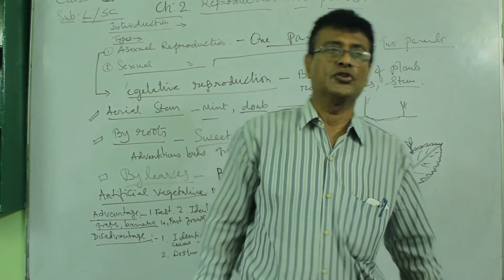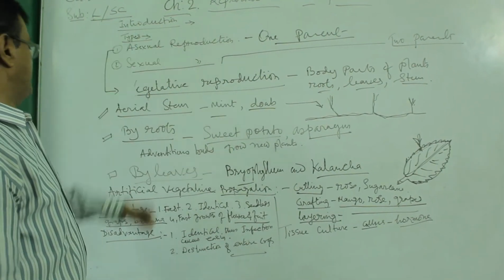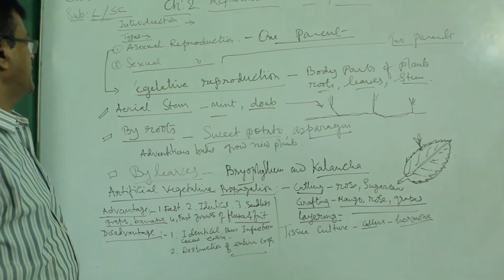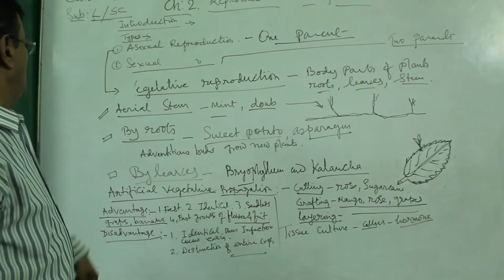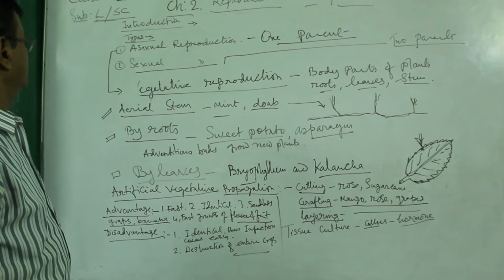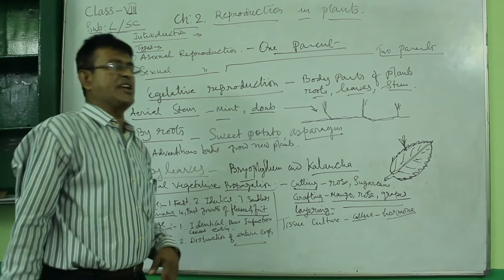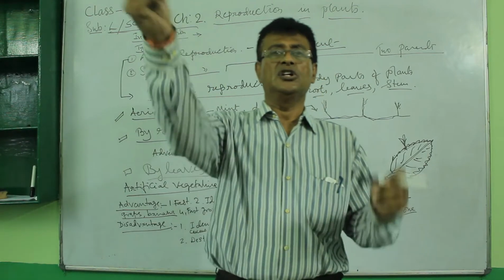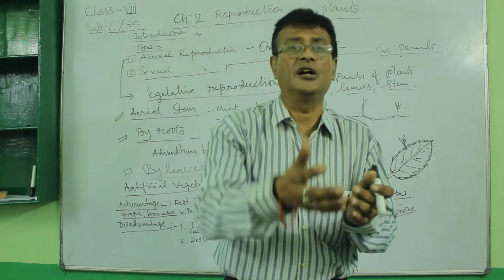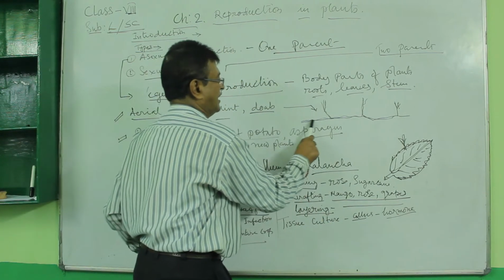Well, children, we have discussed vegetative reproduction. The last part of vegetative reproduction is by the aerial stem. In aerial stem, mint and doob. Doob means the grass which you offer for the puja or all the festivals. They are runners, they are like this.